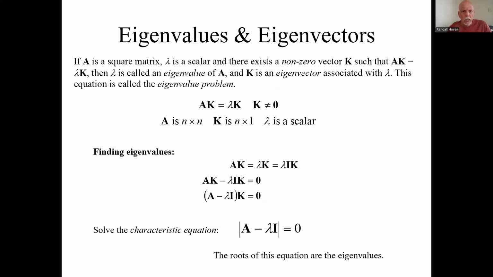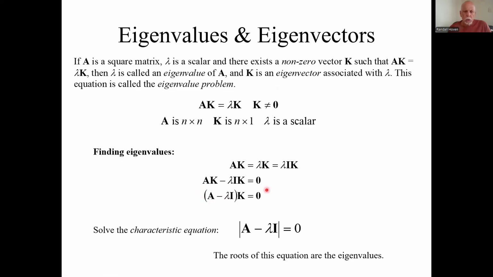Anyway, let's look at that eigenvalue problem. K can't be 0. Here's what all the sizes are. Let's take this equation and do a little matrix algebra with it. Let's move it all to the left side. And I can multiply by the identity, right? That way I can group these things a little differently. I can say A minus lambda I here.